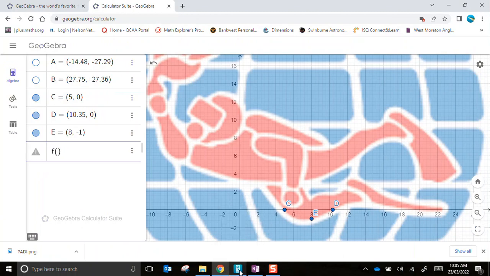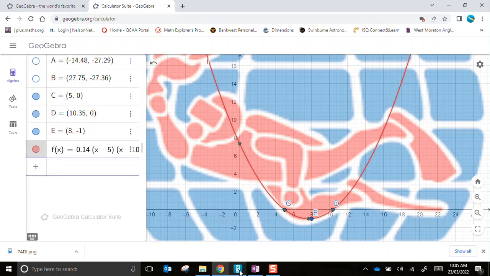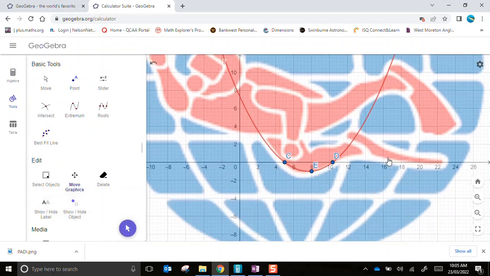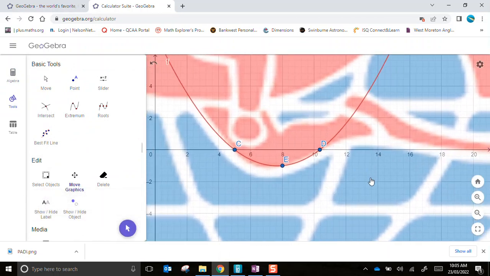I'm going to go f of x equals 0.1418, which is rounded, but it's okay. x take 5, then x take 10.35, and away I go. Now that's not too bad. I mean, I'm happy with that. I hope that is okay. Just going to move the whole picture up a bit there and zoom up a bit.